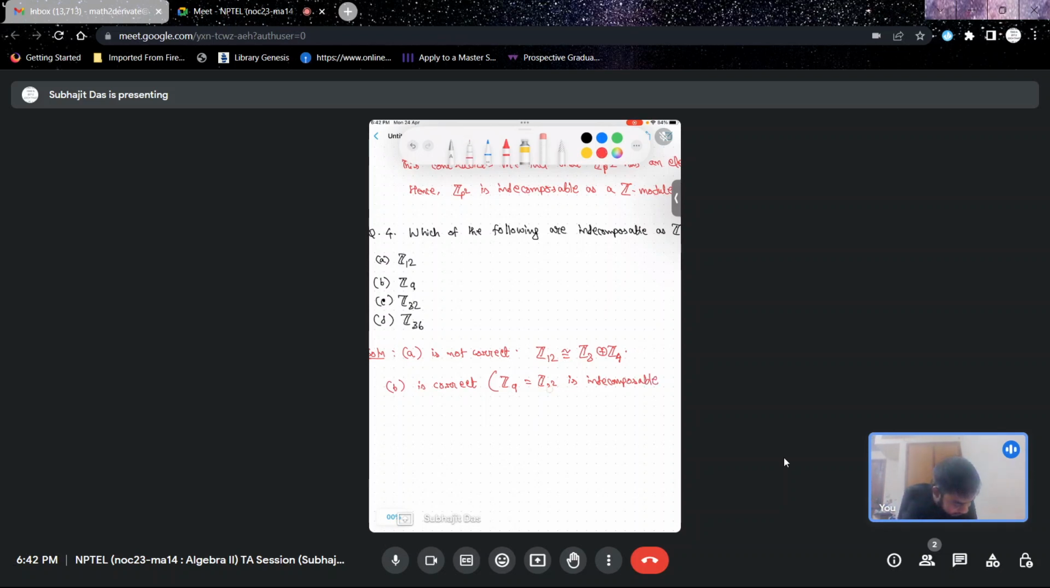Or maybe I'll just write it for Zp square. Zp square is always indecomposable, right? For any prime p, as seen above.